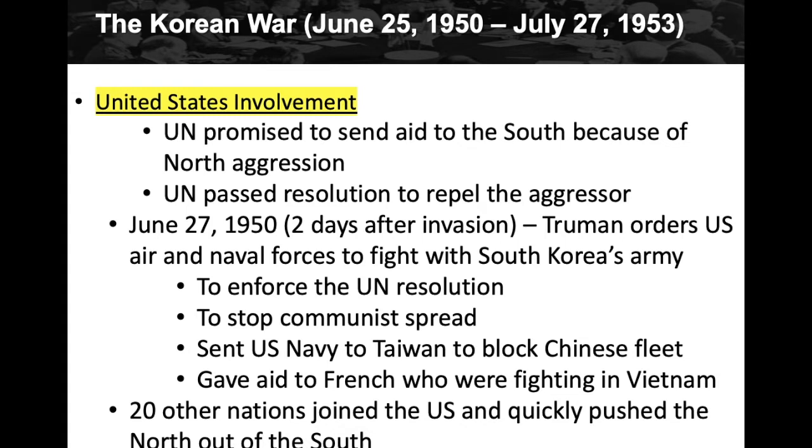There were 20 other nations that joined the United States in the Korean War, so don't think the United States was by themselves. There were 20 other nations that also joined in, and they quickly pushed the North out of the South.